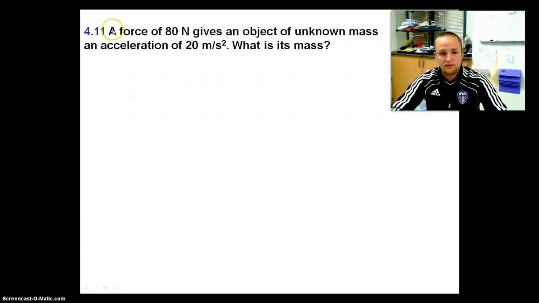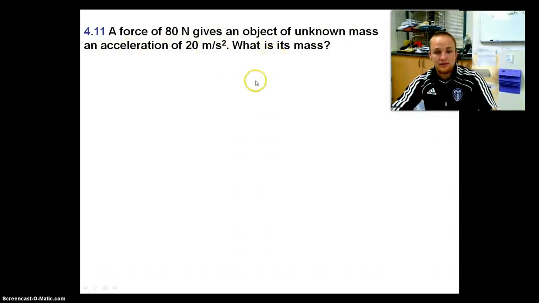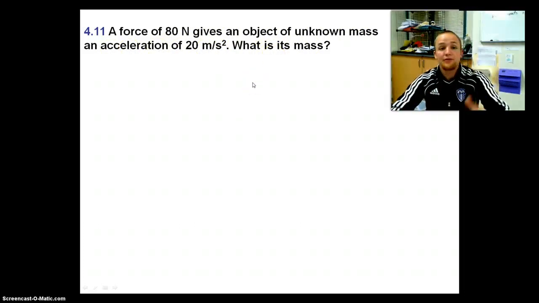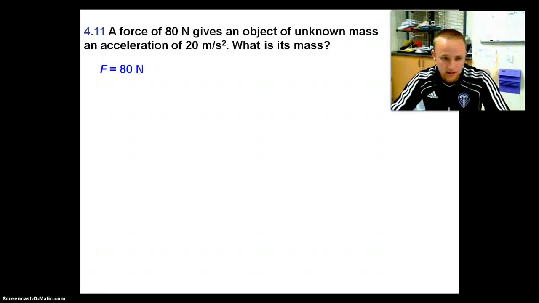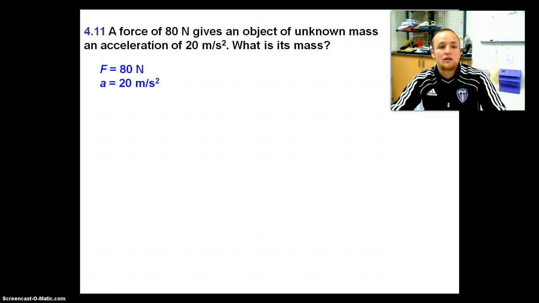All right, so 4.11 now. We have a force of 80 newtons, so now we're given a force, and an object of unknown mass and acceleration of 20 meters per second squared. What is our mass? So now we're asked to solve for a different variable in the equation. We're still going to use the same equation, but with a different variable. So we write down what we're given: 80 newtons, an acceleration of 20 meters per second squared, and we are looking for mass.